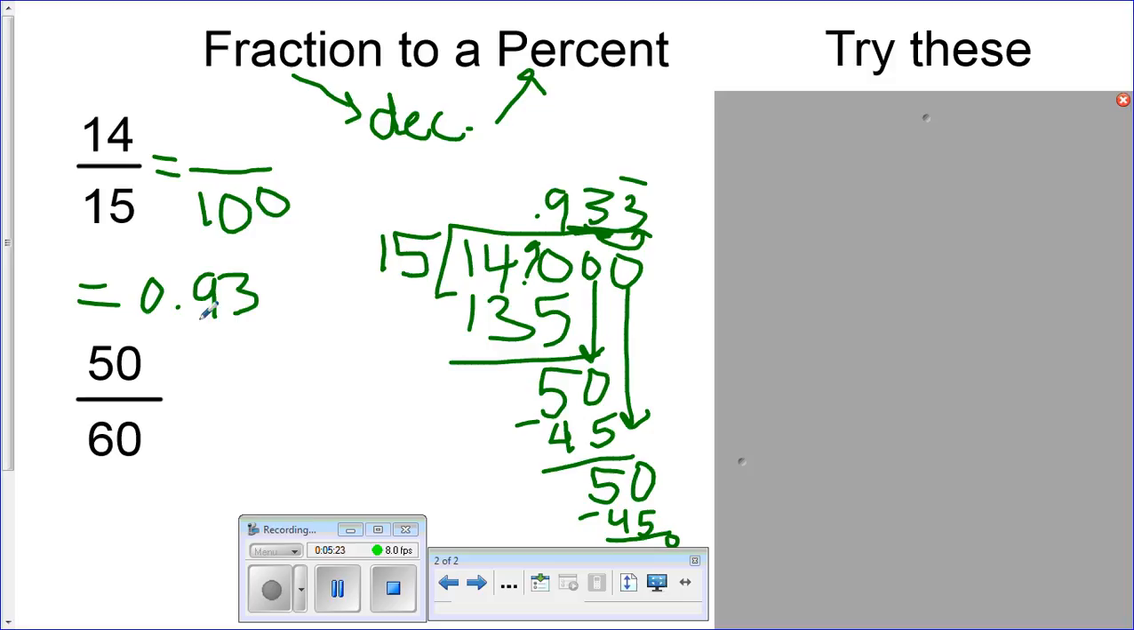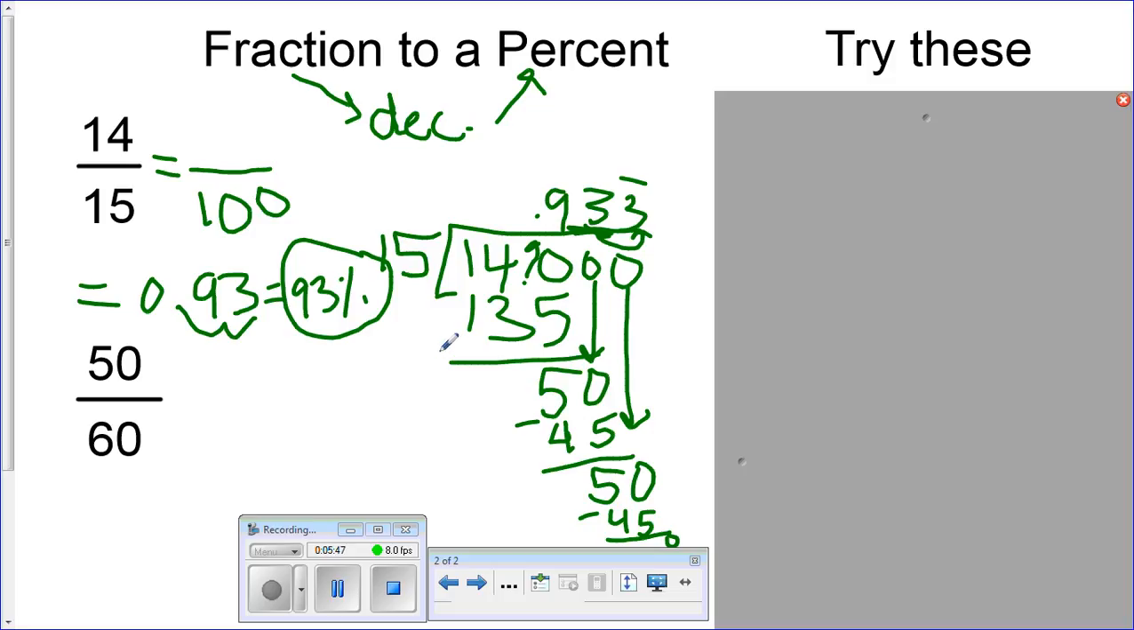And now we need to convert it to a percent. So we know that we can just move the decimal place over twice. So 14/15 is 93%. Okay. If we had a quiz and we had 15 questions and you answered 14 correctly out of those 15, that would earn you a 93%.